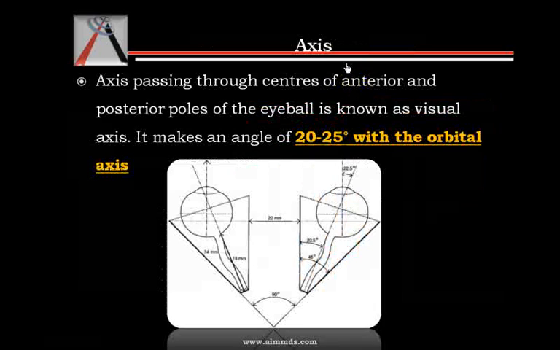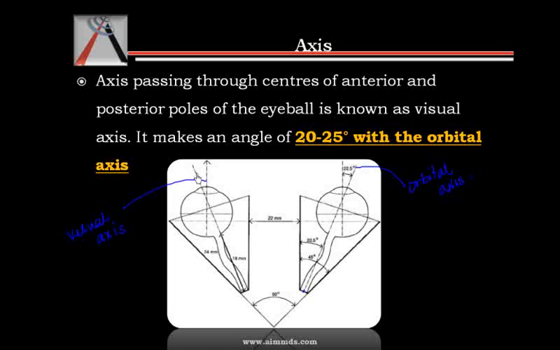Now let's talk about the axis of the eyeball and axis of the orbit. So there are two axes we need to consider. One is the axis passing through the eyeball, that is from the anterior and the posterior pole of the eyeball. This axis is called as visual axis. While we have an axis that passes from the apex to the center of the orbit, this axis is called as orbital axis.